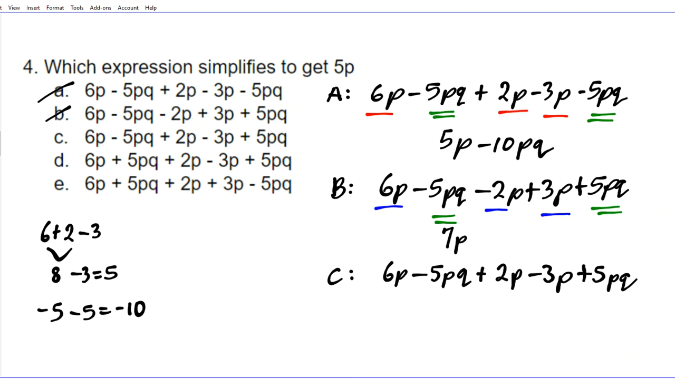Alright, so we have 6 plus 2 minus 3. These are the p's, okay? 6 plus 2 is 8. 8 minus 3 is 5. So we have 5p. And then negative 5pq plus 5pq adds up to 0. So the answer is 5p. So the answer is option letter C.